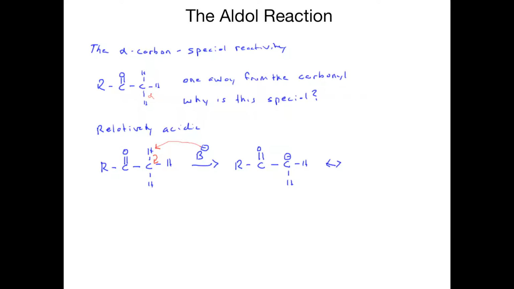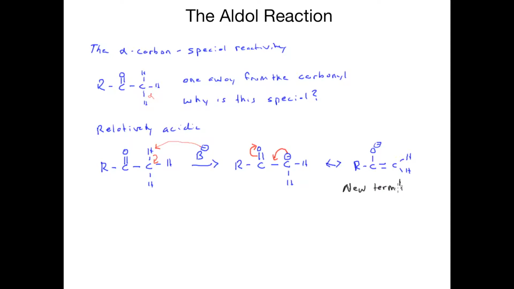Well, it turns out that we can draw a resonance structure by kicking in these electrons and moving them up to the oxygen there. And so now I have this special species that I can look at and say, aha, there is some special reactivity there, and I've got some relatively unique acidity. So this is the big difference now, in that this is not a regular carbon-hydrogen bond.